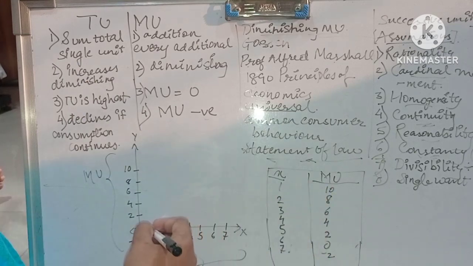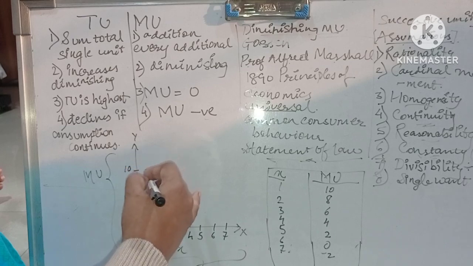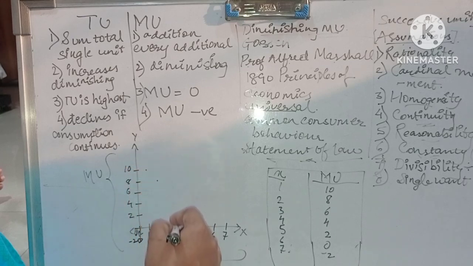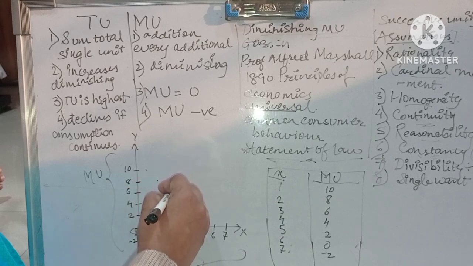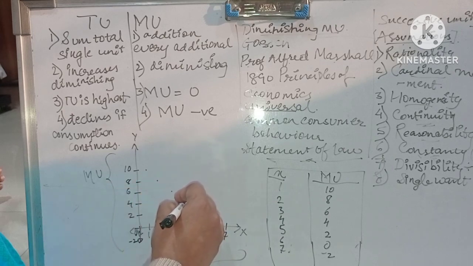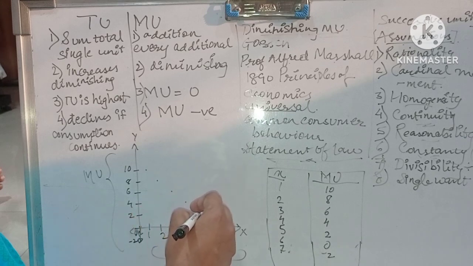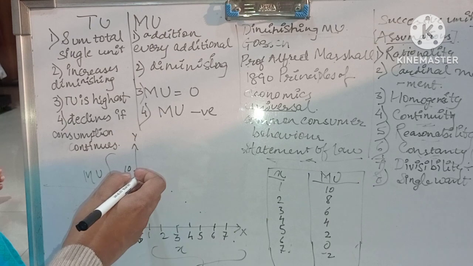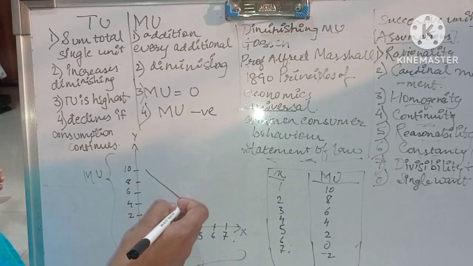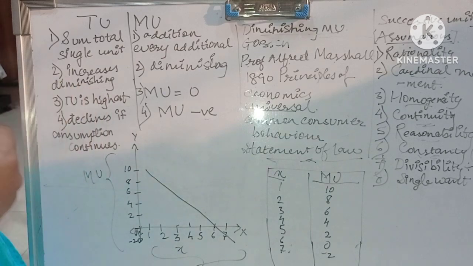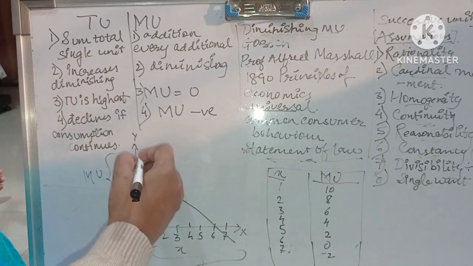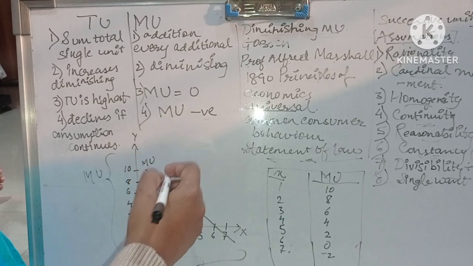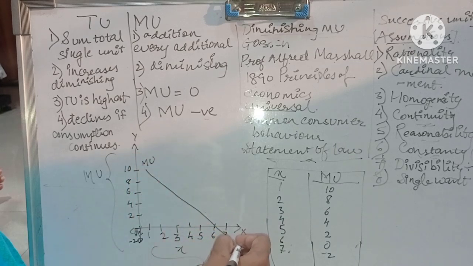So at 1 it is 10, at 2 it is 8, at 3 it is 6, at 4 it is 4, at 5 it is 2, at 6 it is 0 over here, and at 7 it is at -2 over here. Carefully you will have to draw the line. This is how you will draw the line. This is marginal utility. And how will you explain this diagram?